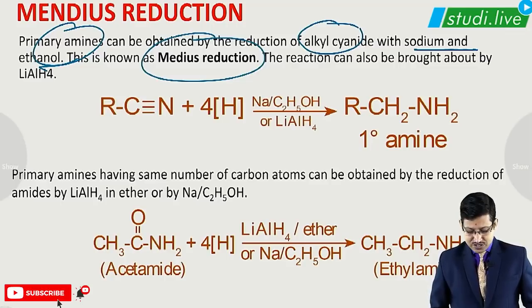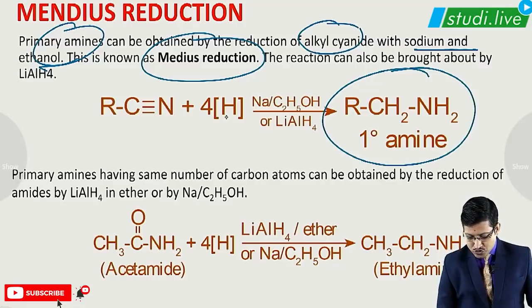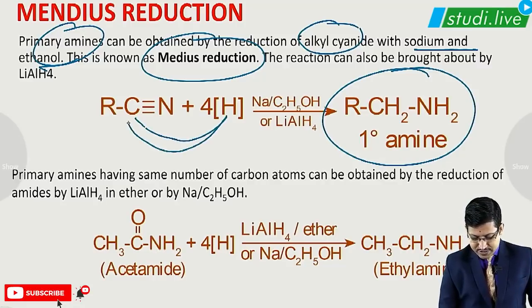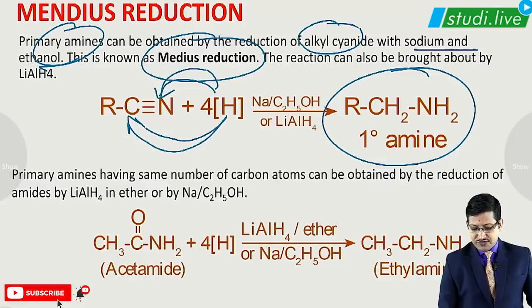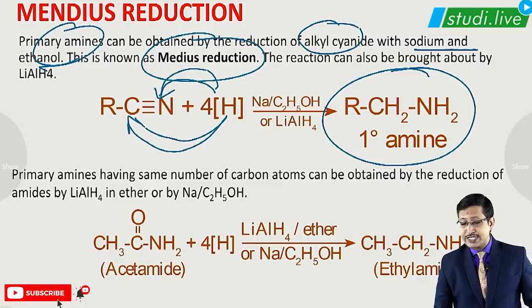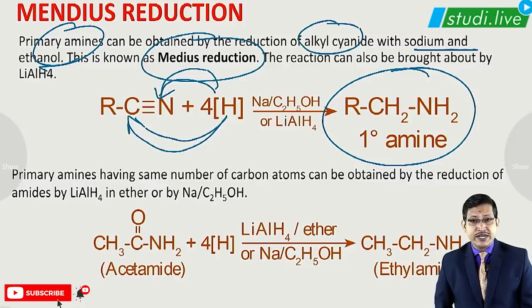Now for this reaction, RC triple bond N plus 4H gives you RCH2NH2. So again, a trick to remember: out of 4 hydrogens, 2 hydrogens with this carbon and 2 hydrogens with this carbon. Simple to remember. 2 hydrogens with the first carbon, 2 hydrogens with the second carbon, and that gives you RCH2NH2. So that gives you the formation of primary amines.